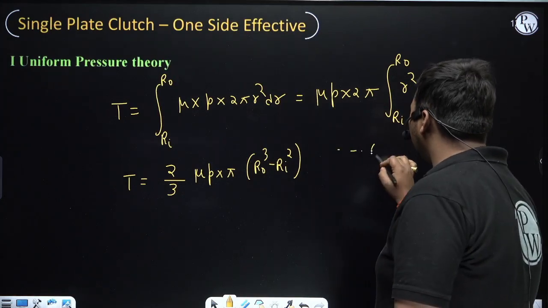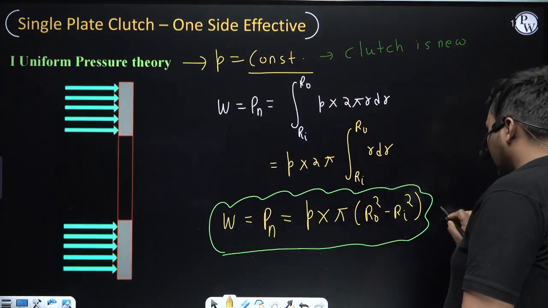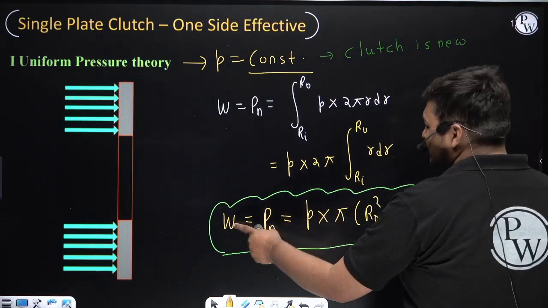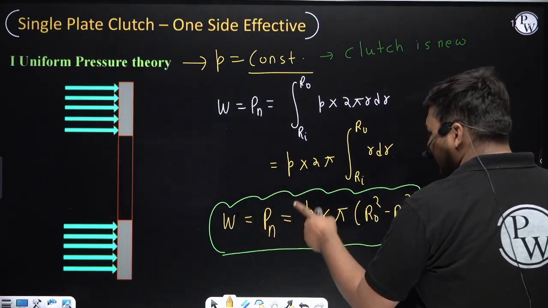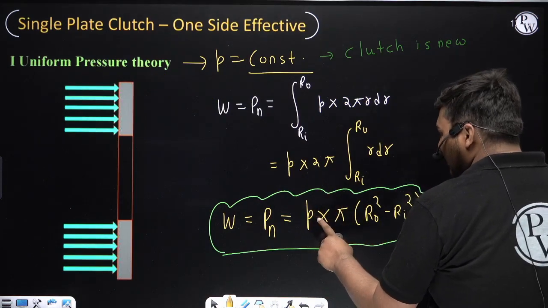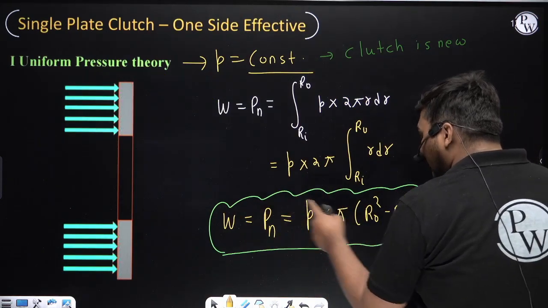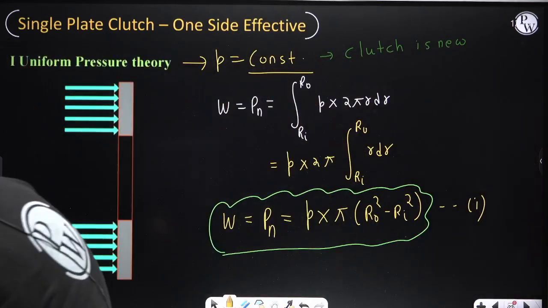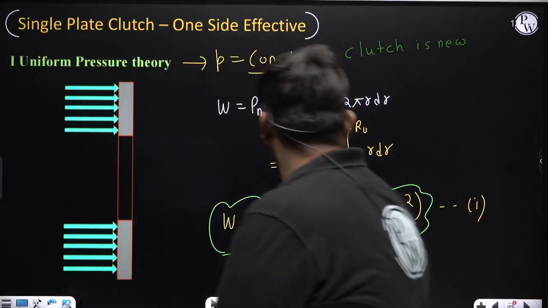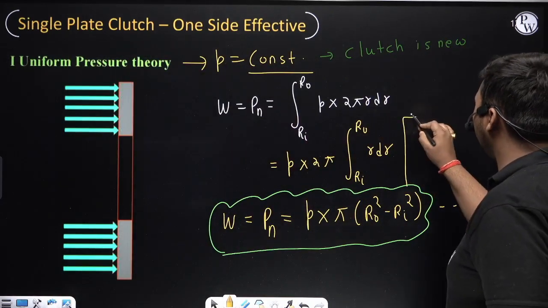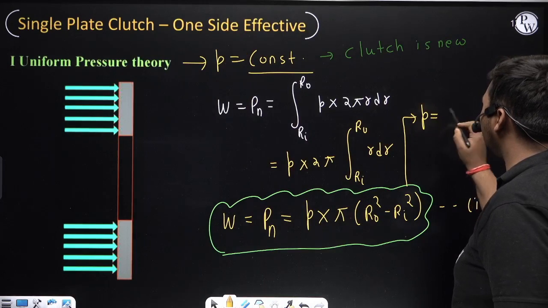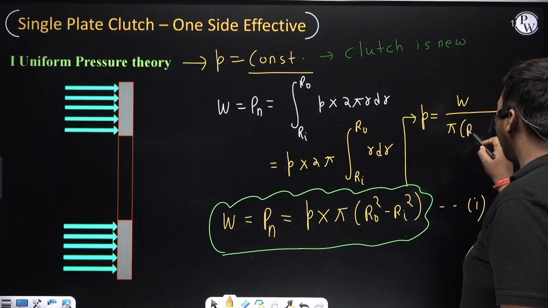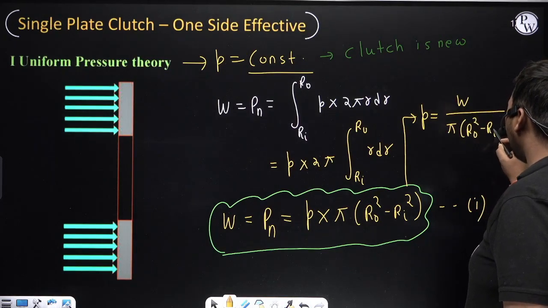Suppose this is equation 2 and this is equation 1. From equation 1, we have derived the relation between W and pressure. So from this equation, the expression of pressure will be W upon this term. Once again, if you calculate the expression of small p, it will be W upon pi in bracket R naught square minus Ri square.